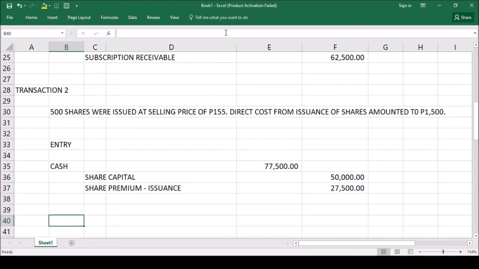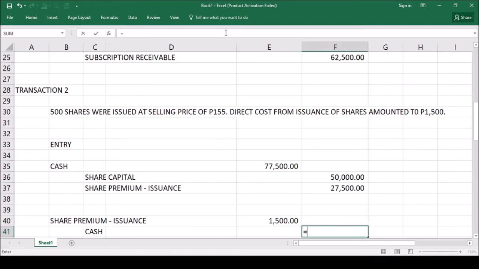and the direct cost from issuance is 1,500. Okay? We absorb the 500 first, then the 1,000 that cannot be absorbed, we make it an expense immediately. So, in this case, let's make a debit to share premium, share premium issuance, which is 1,500, then credit to cash, 1,500.